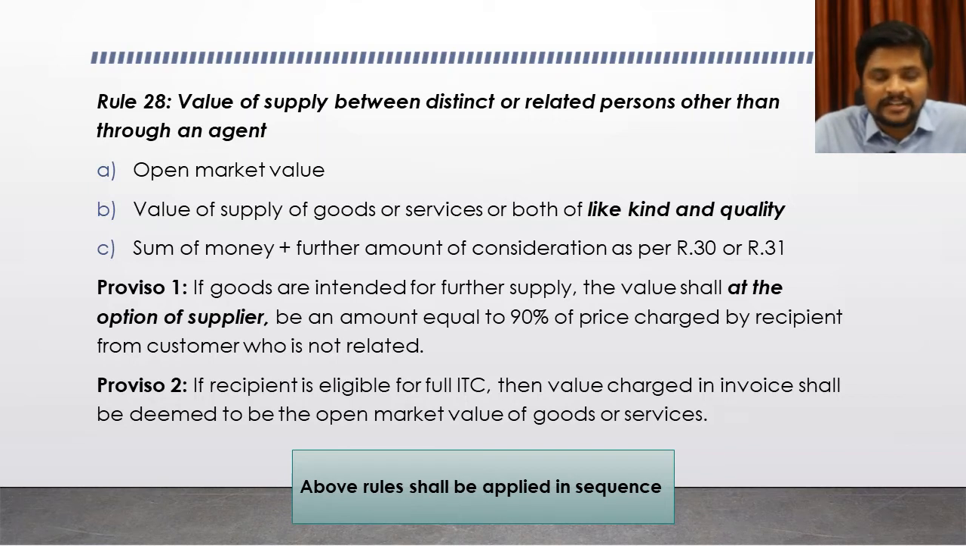Based on which condition will this proviso 2 become applicable? If the recipient of this supply, the related person, is eligible for full input tax credit for the supply, then you can take whatever may be the valuation.